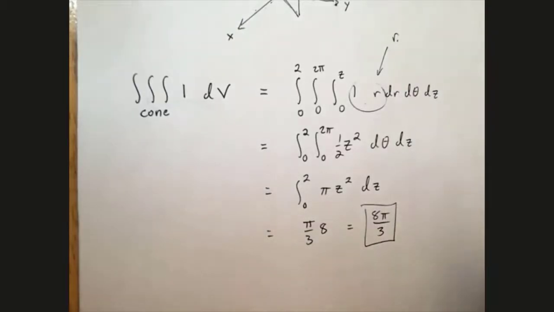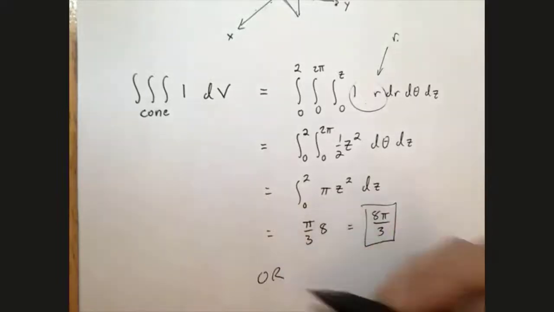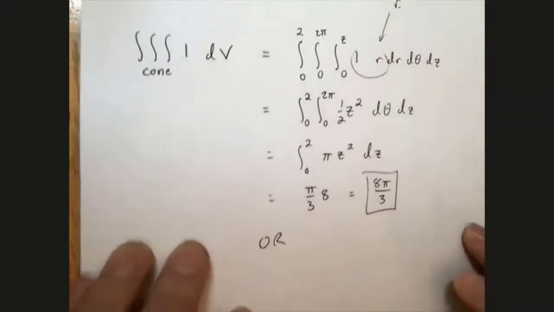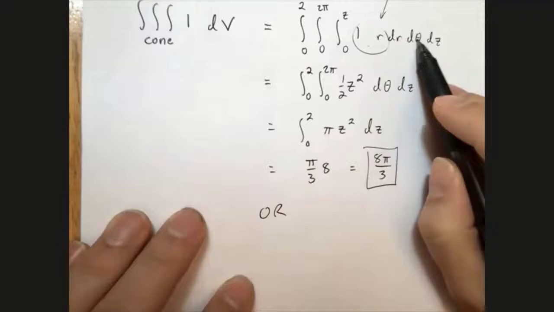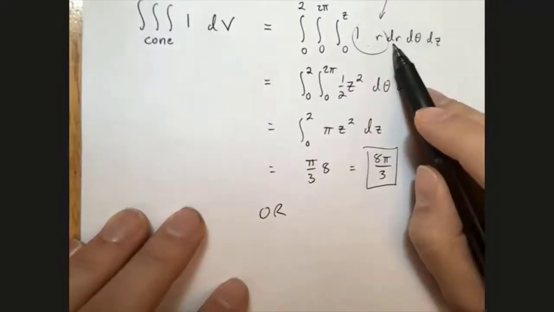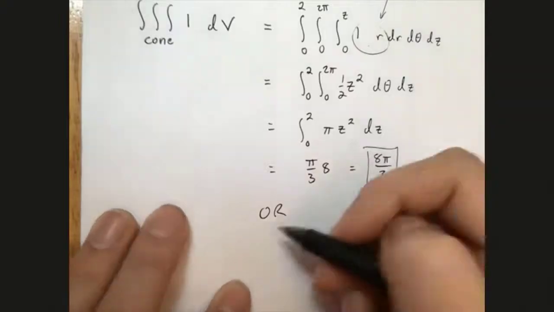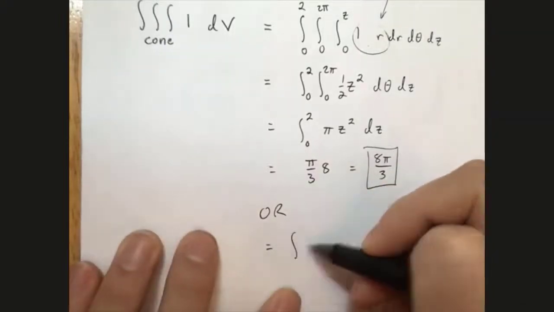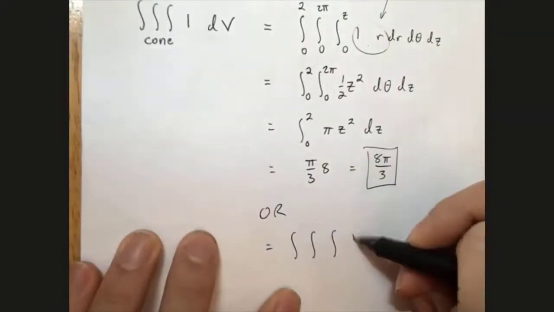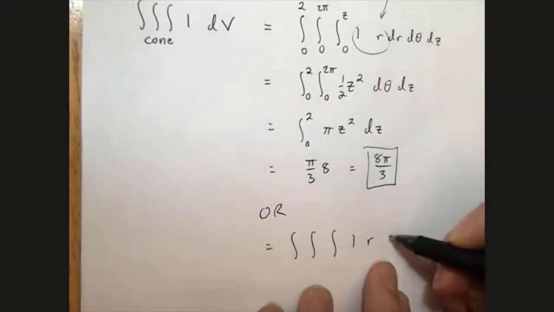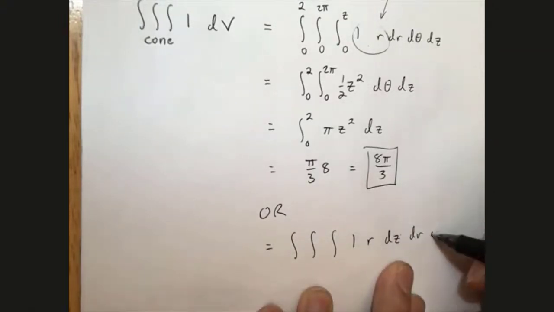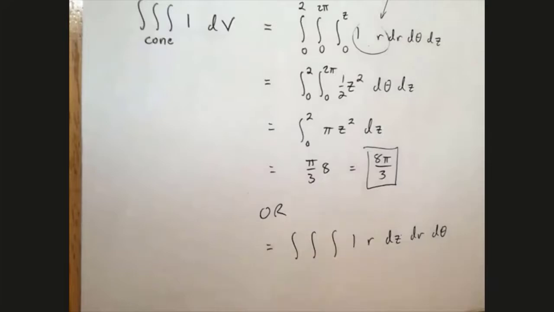I want to point out, though, that we could have done this a slightly different way. We didn't have to do dr, d theta, dz. You could have done dz, d theta, dr, or actually dz, dr, d theta. Either one of those would work. Let's do this integral dz, dr, d theta. Okay, how would I set it up this way?